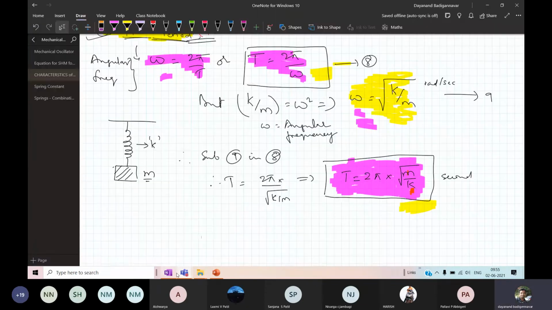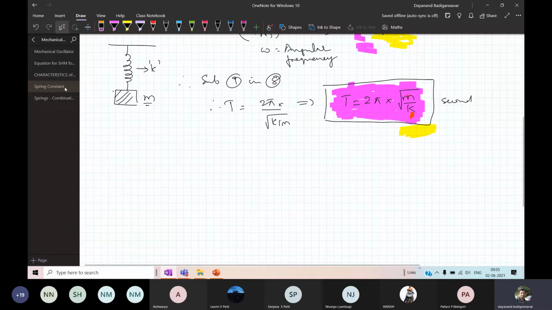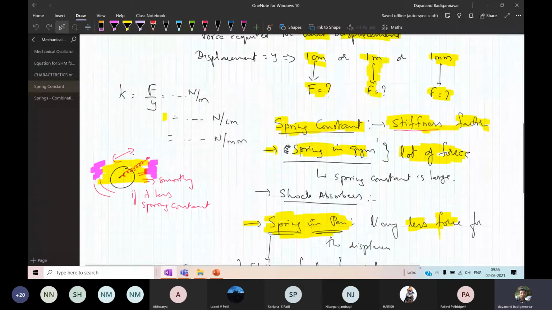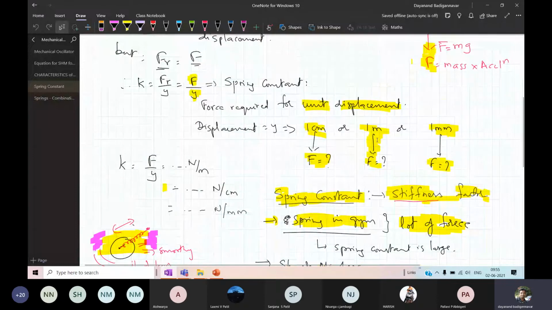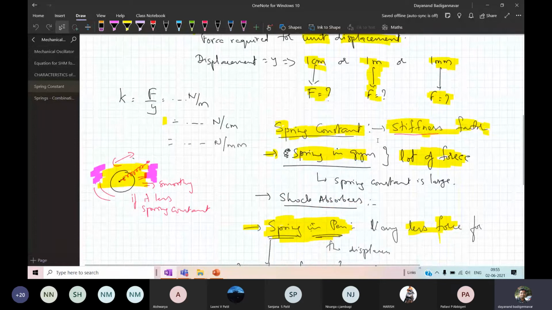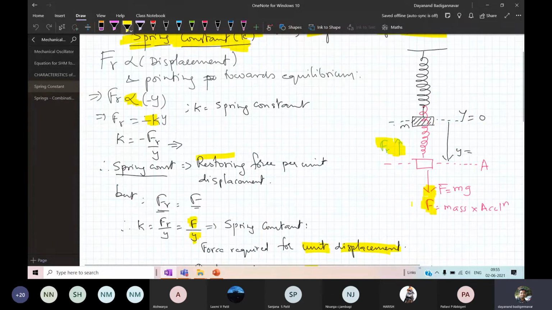Fine. After that, we learned about the spring constant. So what is the spring constant? It is nothing but the ratio of restoring force per unit displacement. This is how we have evaluated it. Look here, Fr divided by Y is the restoring force per unit displacement, R. It is the ratio of restoring force to displacement.